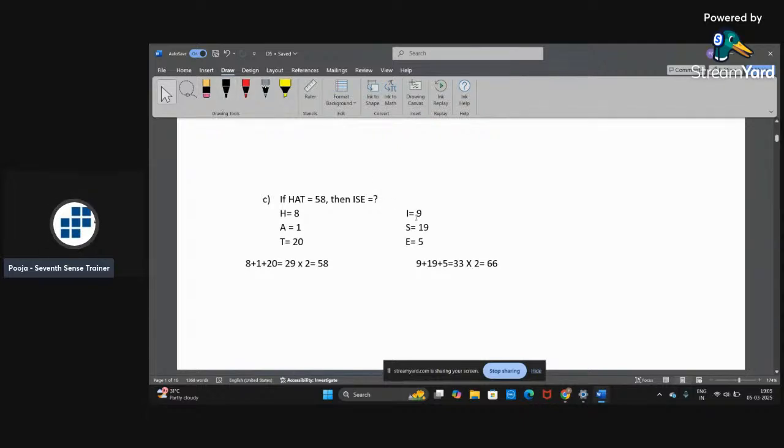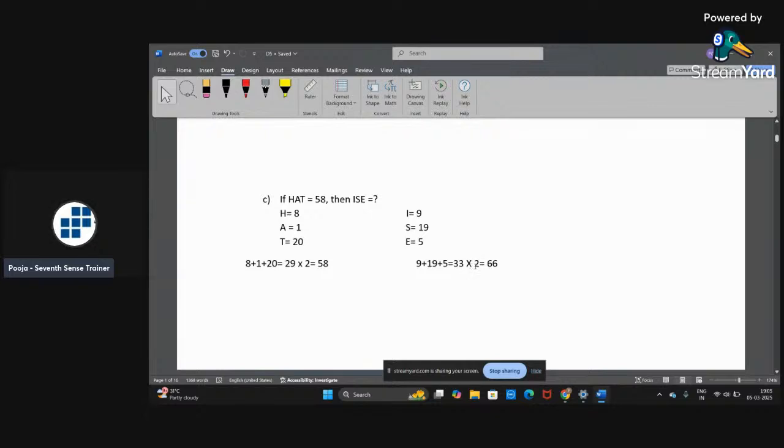For I it is 9 based on the table, for S it is 19, for E it is 5. Then we add all these numbers and the sum is 33. What we have done is we have multiplied by 2. This same logic needs to be applied here also.